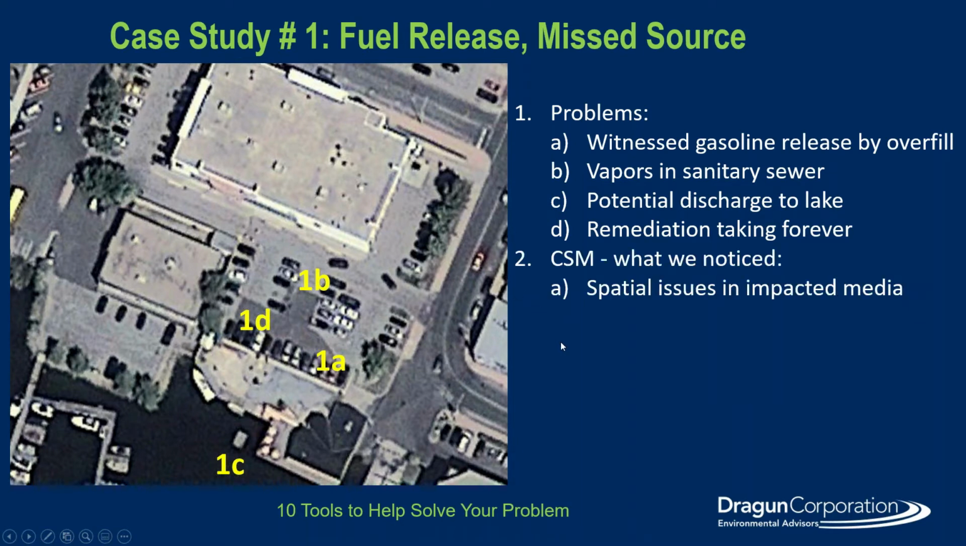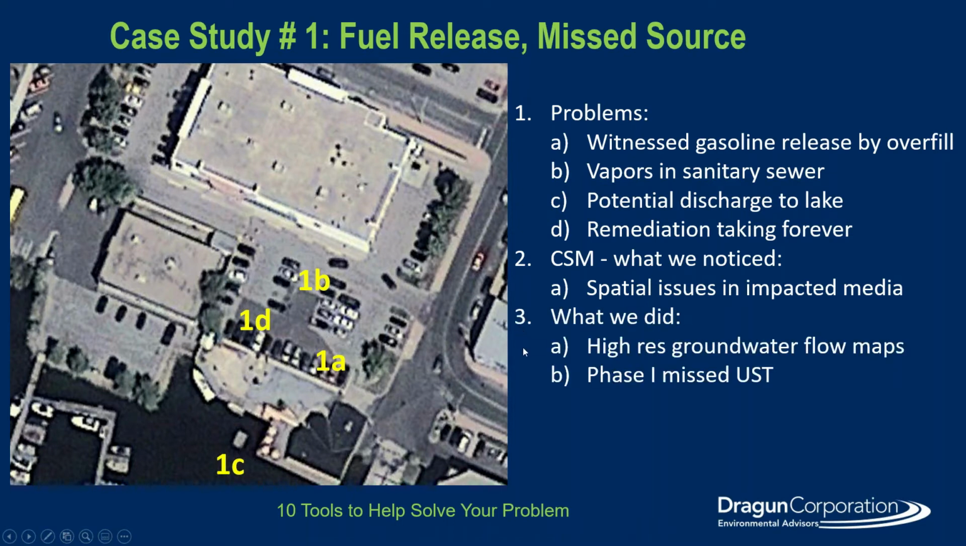What we noticed was there were spatial issues in the impacted media. The east and west sides of the impacted area were at different elevations. There were no impacts between them, between the east and west side. And the chemistry suggested different ages of releases in the east and west sides. What we did was we put in some data loggers. High resolution groundwater flow maps were the result.